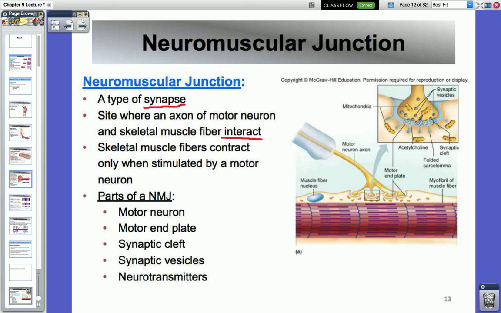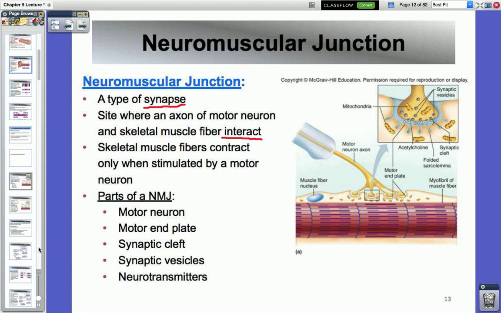And the structures or the proteins that they are carrying are neurotransmitters. These are like the message. This is what's going to tell the muscle cell what to do. This is the actual message.